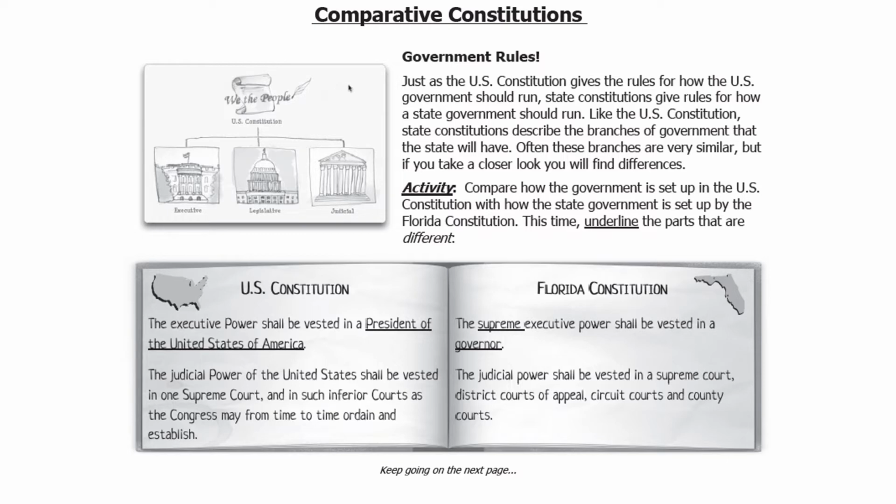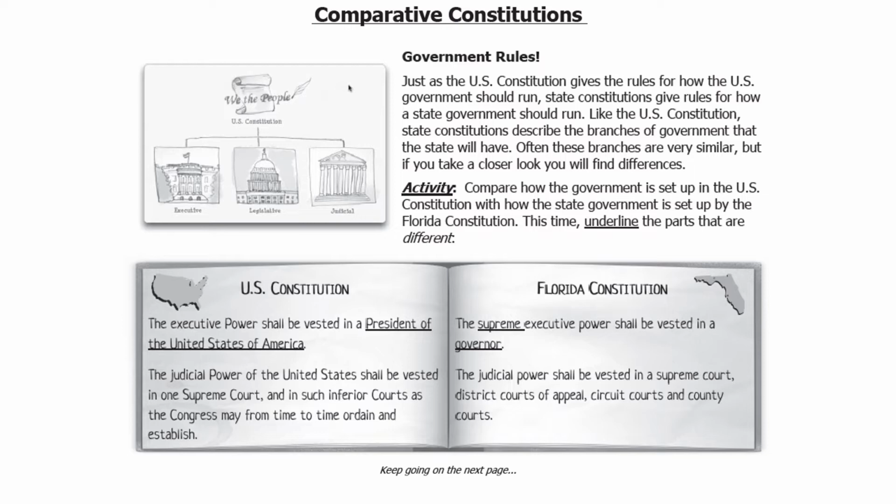Government rules. Just as the United States Constitution gives its rules for how the United States government should run, state constitutions give rules for how a state government should run. Like the U.S. Constitution, state constitutions describe the branches of government that the state has. Often these branches are very similar, but if you take a closer look, you will find differences. Activity. Compare how the government is set up in the United States Constitution and in the Florida Constitution. This time, underline the parts that are different.